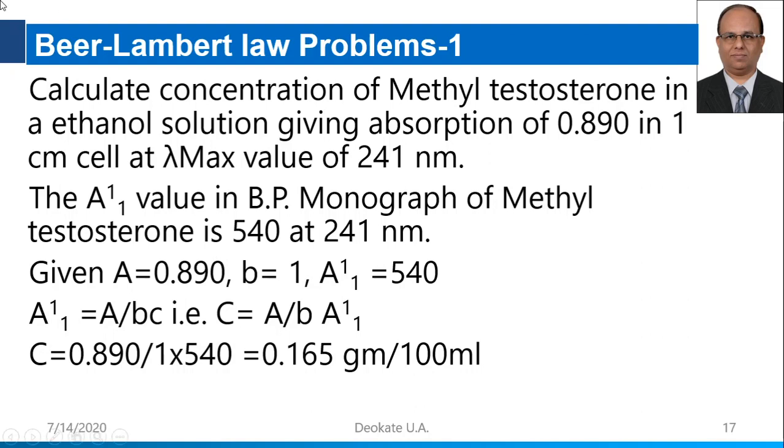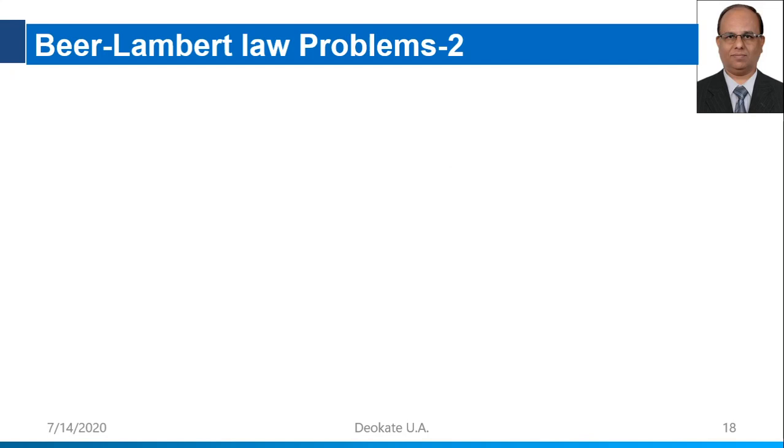So this is one illustration. I have four different types of problems for you. The second illustration we'll just see, Beer-Lambert's law problem 2.